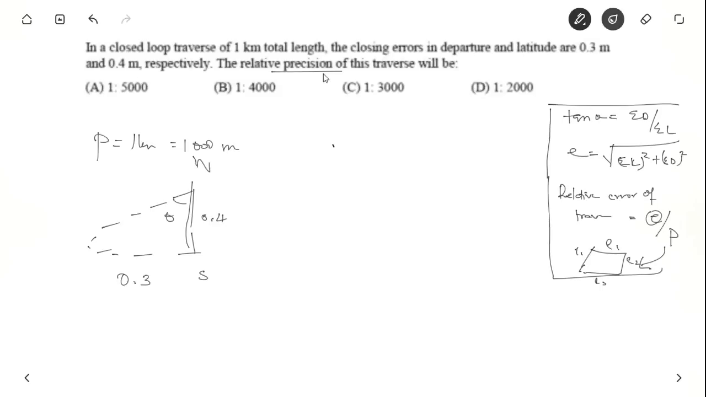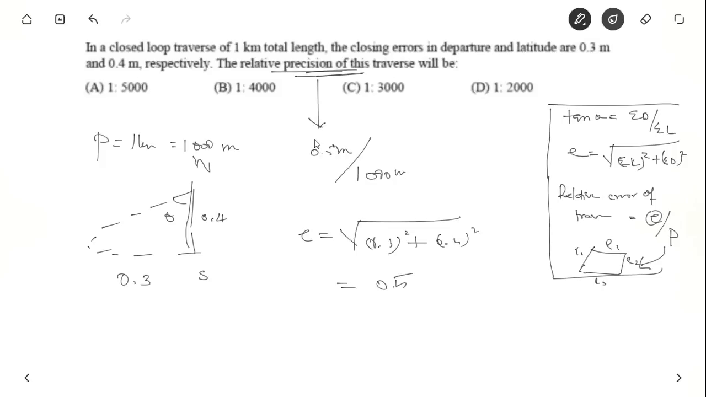They have asked for the relative precision of the traverse. So when you are measuring for 1000 meters, how much error have you made? So error will be root of 0.3 the whole square plus 0.4 the whole square. If you solve this, you will get 0.5. So it is 0.5 meter by 1000 meter, which is 1:2000. So the answer is option D here. That is the relative precision of this traverse.